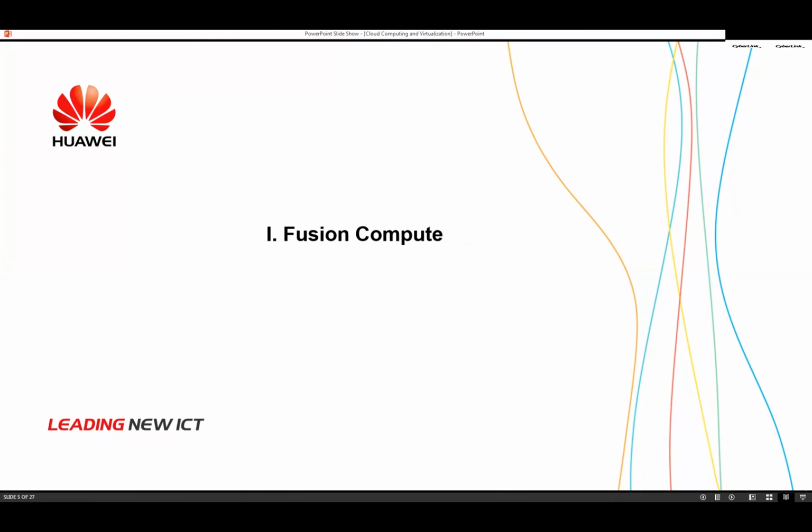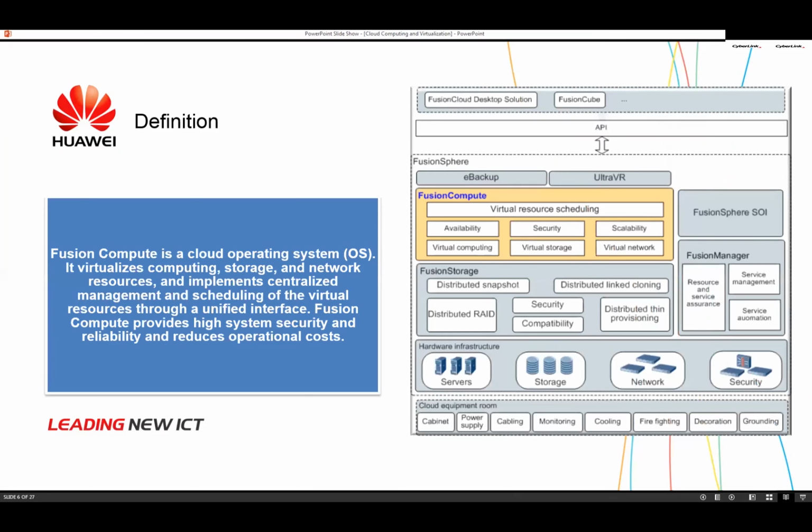I will now start to present to you a little bit about our products, mainly those that cover virtualization. The first one is called Fusion Compute. What is Fusion Compute? Well, Fusion Compute is a cloud operating system. It virtualizes the computing, storage, and network resources, and implements centralized management and scheduling of the virtual resources through a unified interface. Of course, Fusion Compute provides high system security and reliability and reduces operational costs.